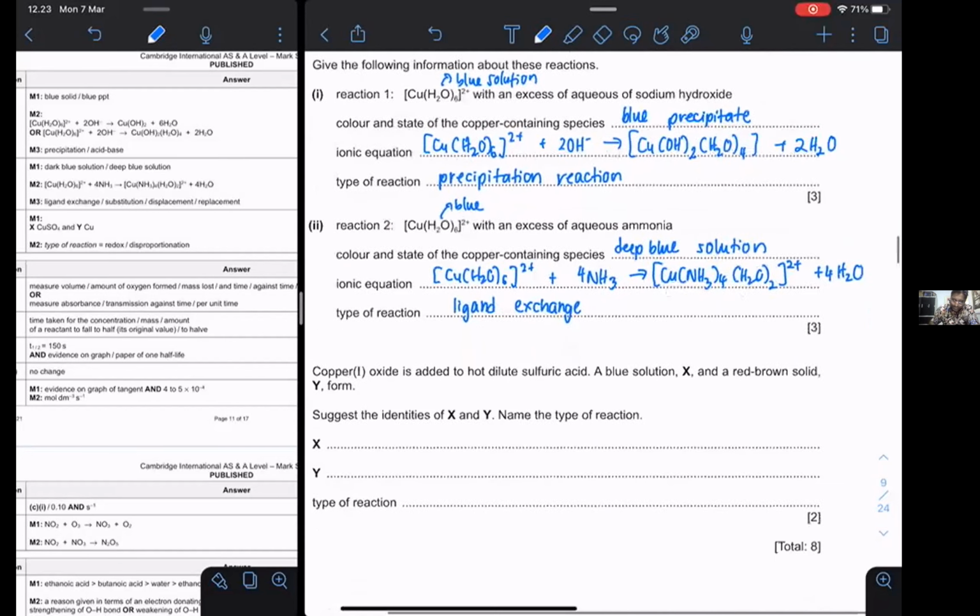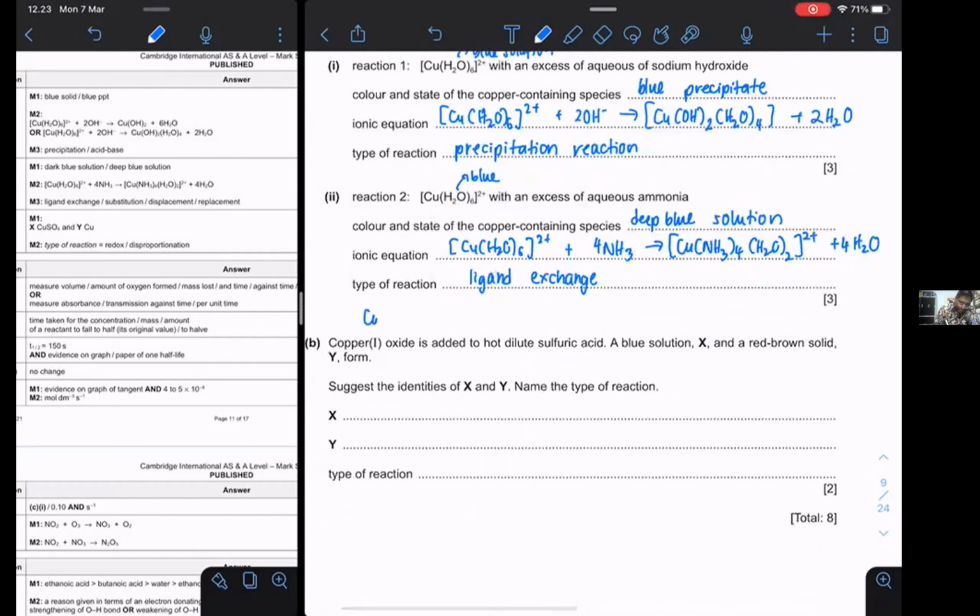So the next question, copper 1 oxide. Copper 1 oxide, Cu plus O2 minus, so it's Cu2O, is added to hot sulfuric acid. A blue solution X and a red brown solid Y form. So if you add H2SO4, you are going to get a blue solution that is actually CuSO4, copper 2 sulfate. And then you are going to have a red brown solid.